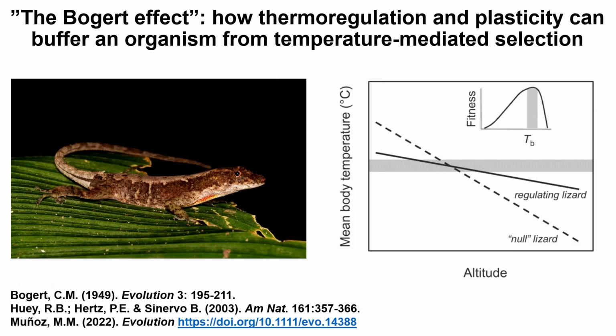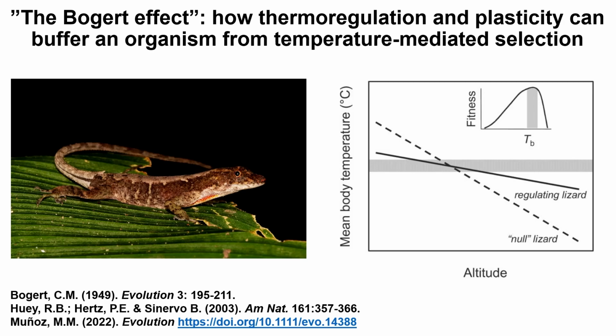In the literature on ectotherms, animals like insects and reptiles, where the body temperature is dependent on the external environment, there has also been a lot of focus on how body temperature changes. And some famous work by herpetologist Bogert in the 1940s, followed up by Raymond Huey and Martha Muñoz and others, have looked at how thermoregulation and behavioral plasticity can buffer organisms from temperature-mediated selection.